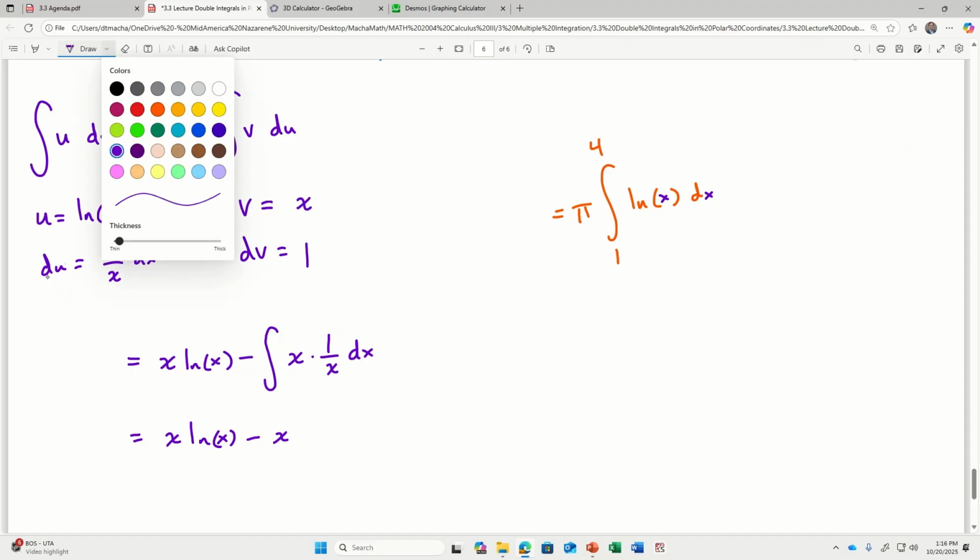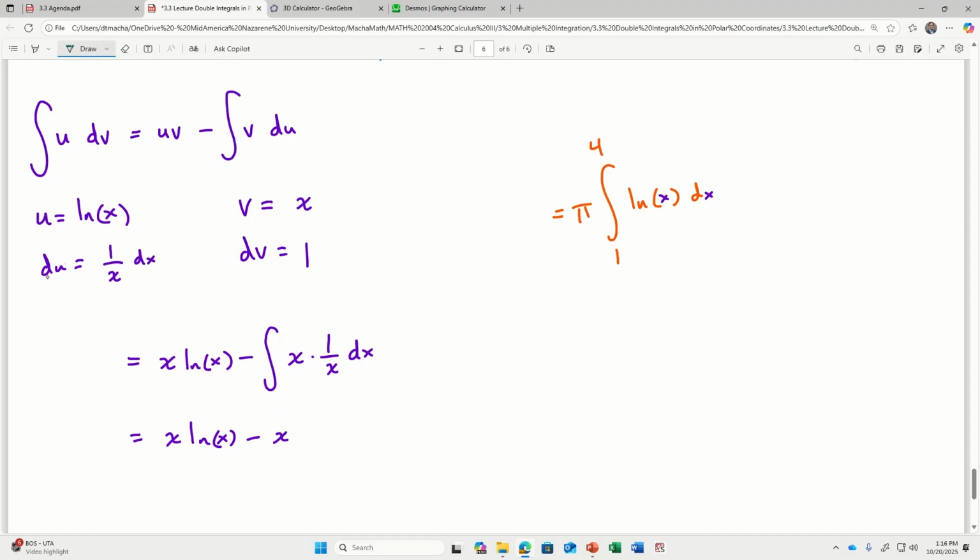Is that really the answer? Let's try to take a derivative and see what happens. If I take the derivative with respect to x of this, then I would get product rule: derivative of x times natural log of x plus x times the derivative of natural log of x, minus the derivative of x. And that's plus 1 minus 1. It works.